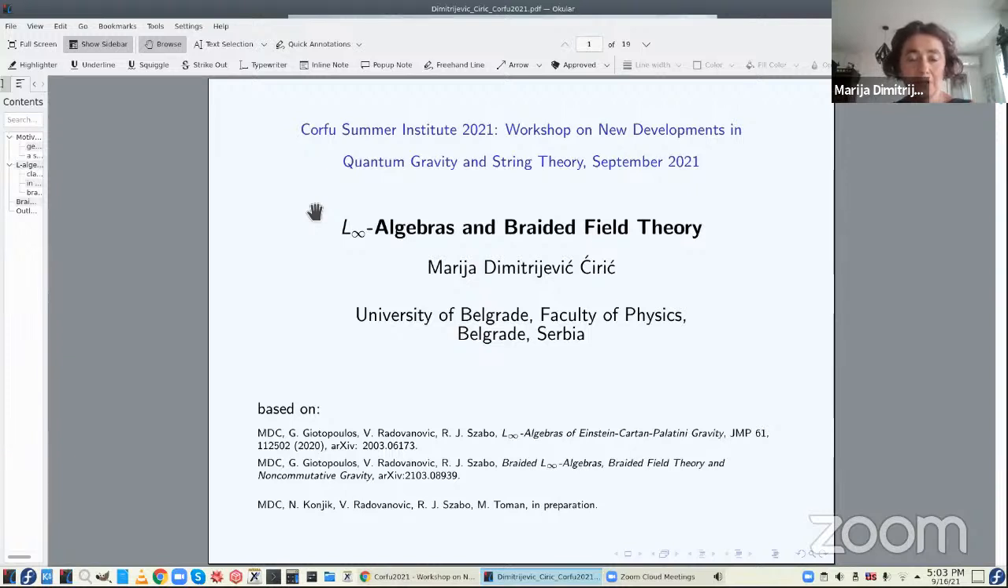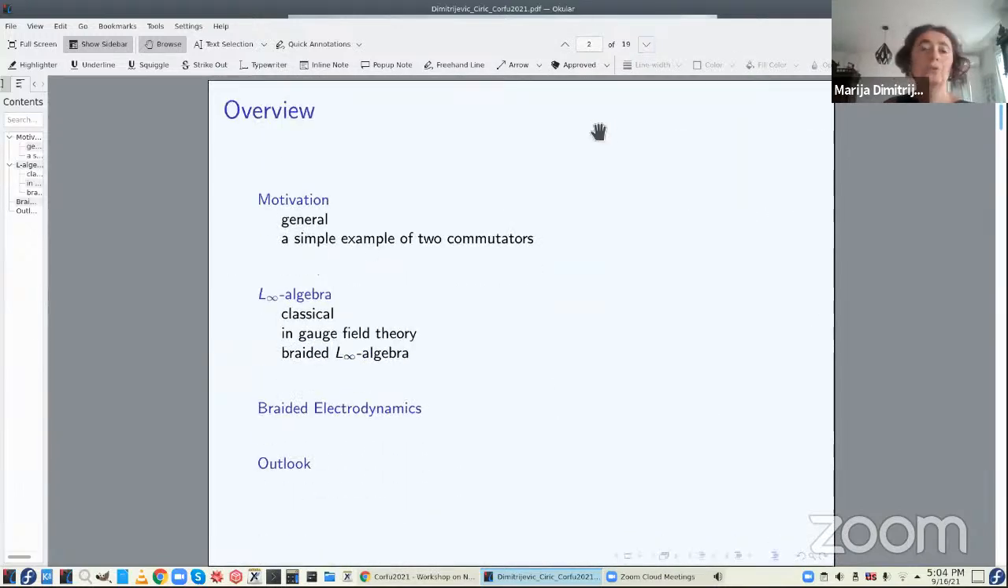The work I'm going to talk about has been done in collaboration with Richard Szabo and his PhD student Grigorios Yotopoulos from Edinburgh, and with my colleague Voja Radovanovic from the University of Belgrade. And quite recently, we have two junior researchers from University of Belgrade that joined the collaboration, Nikola Konjik and Misha Toman. So let me tell you how the talk will look like, more or less.